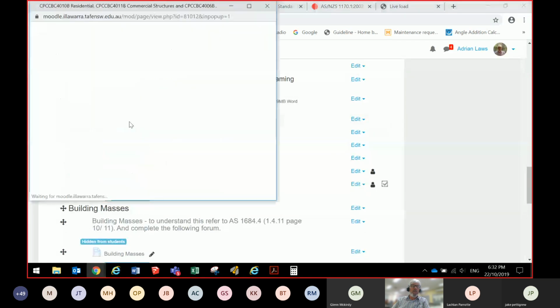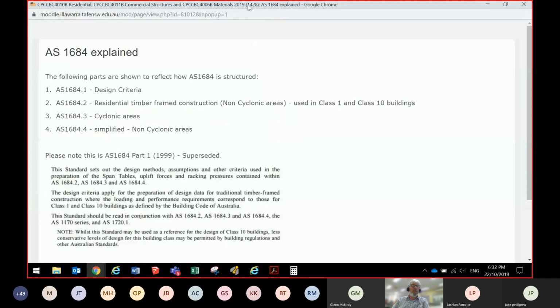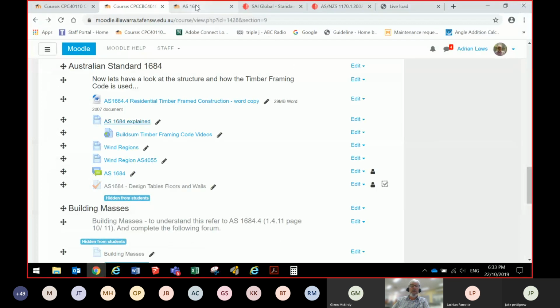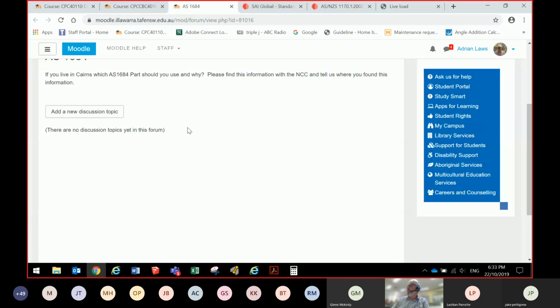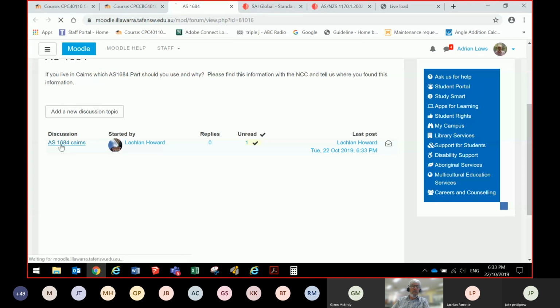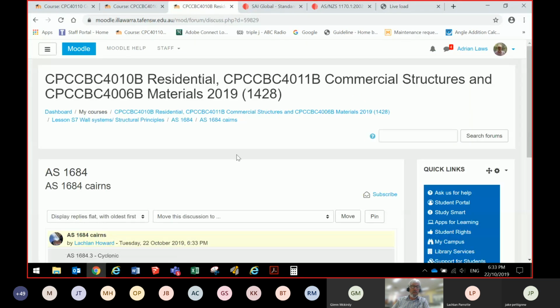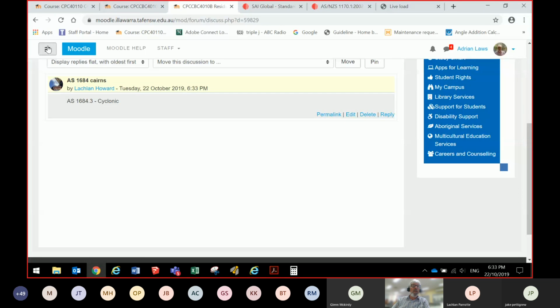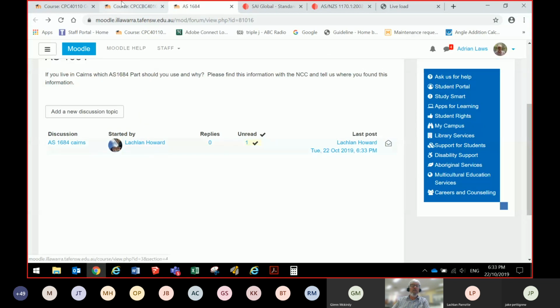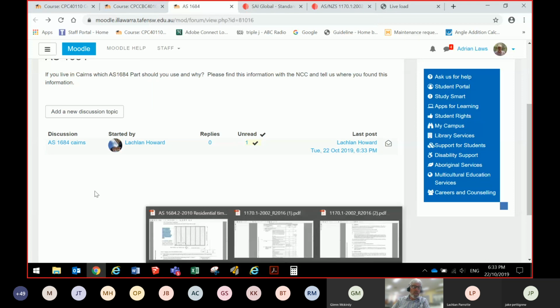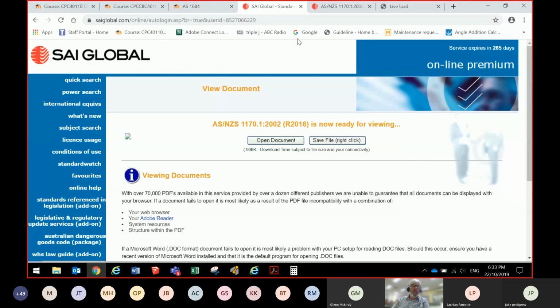Tiny little hint was this little box that we called up there a little while ago. I'll do a little refresh and see if anybody's popped anything in. So Lachlan said 1684 Cairns, the badge goes to Lachlan as being first. Cyclonic, why would we use that one? How do we know it's a cyclonic area? Because there's cyclones there regularly. True. I asked for that.